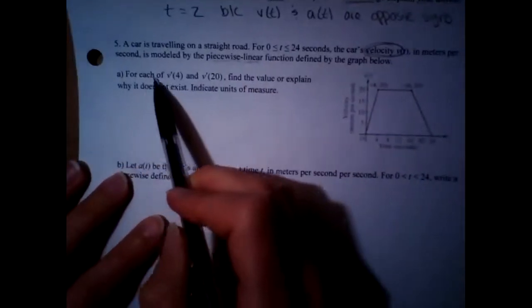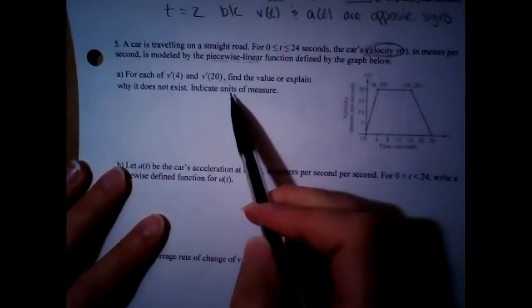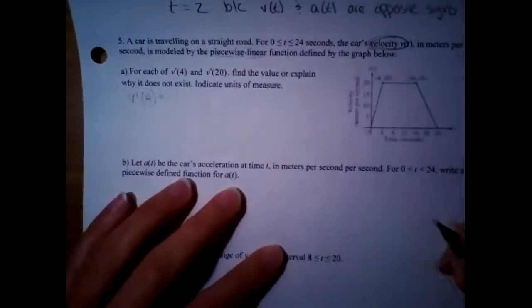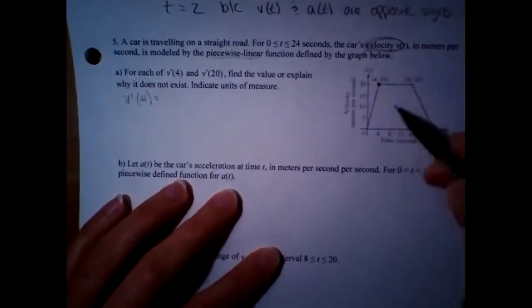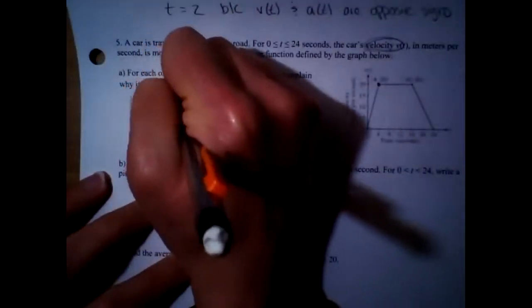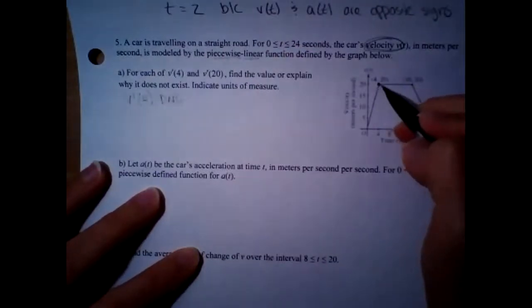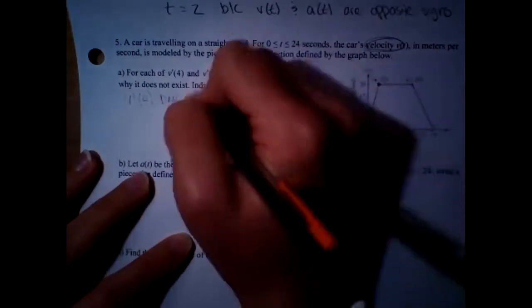All right, so for each of v prime of 4 and v prime of 20, find it or explain why it doesn't exist, put units. All right, so let's look for v prime of 4. We're trying to get the derivative at 4. So here's 4, and we cannot get a derivative there. I cannot get an answer. So I'm going to say v prime of 4 does not exist due to, what's the problem here, guys? Why can't I get a derivative at that point? Like, what is the matter with that?